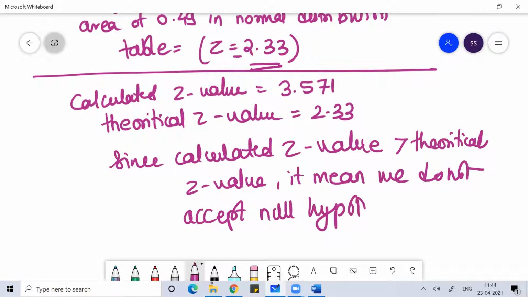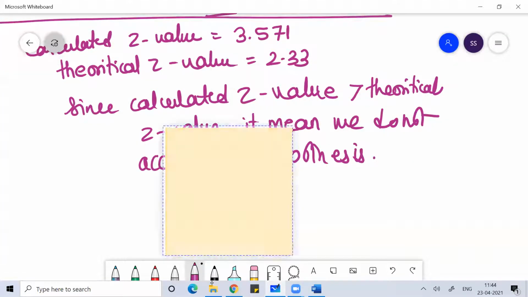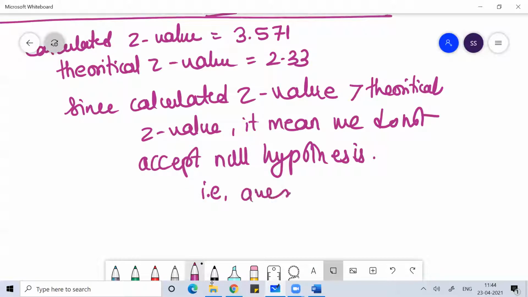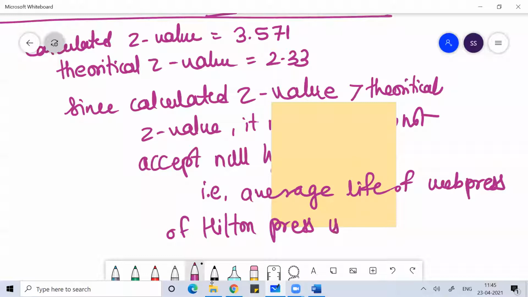So if we are not accepting the null hypothesis, what does that mean? It means the average life of web press of Hilton press is less than 14,500 hours, whatever is given.